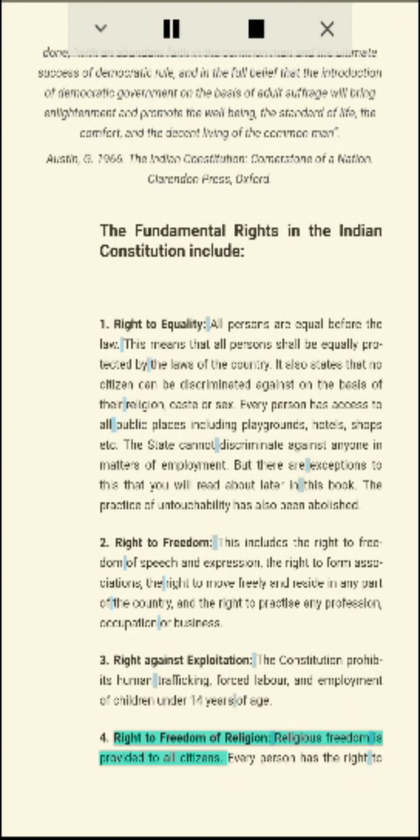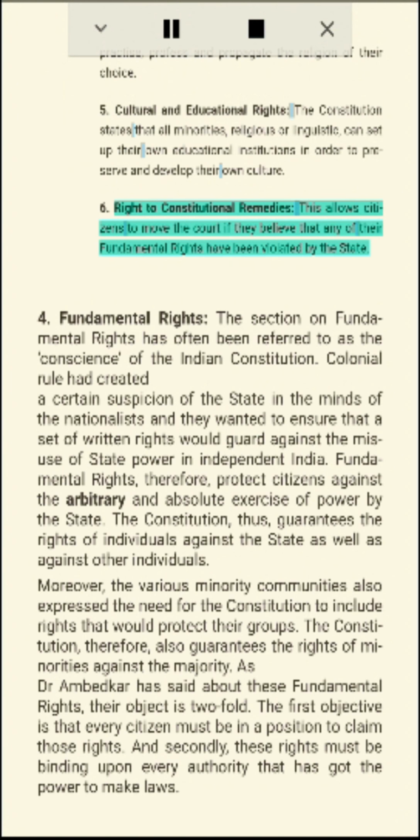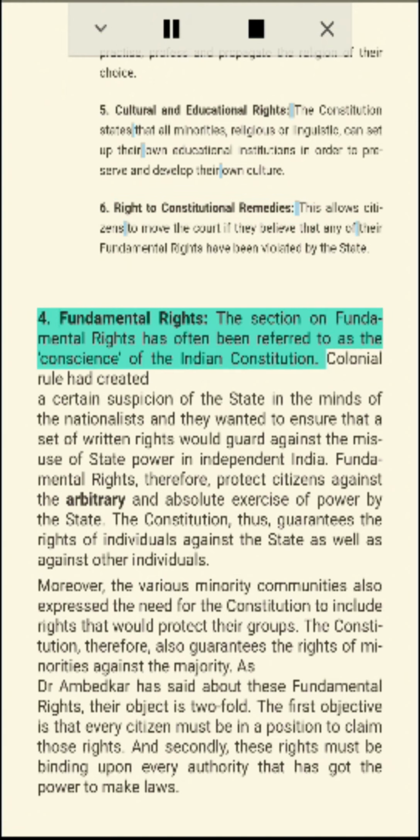Point 4. Right to freedom of religion. Religious freedom is provided to all citizens. Every person has the right to practice, profess, and propagate the religion of their choice. Point 5. Cultural and educational rights. The Constitution states that all minorities, religious or linguistic, can set up their own educational institutions in order to preserve and develop their own culture. Point 6. Right to constitutional remedies. This allows citizens to move the court if they believe that any of their fundamental rights have been violated by the state.